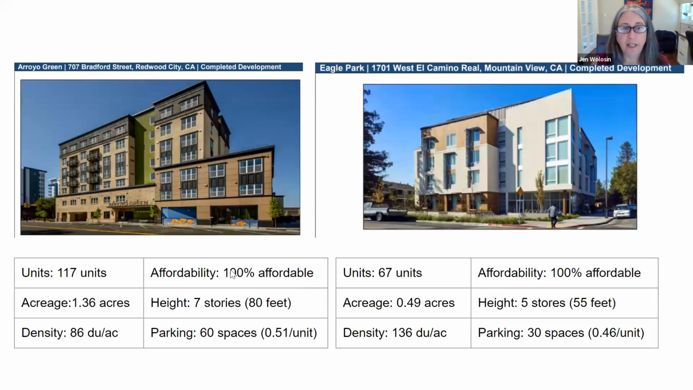So if you look here, if you were to just look at density, the one on the left in Redwood City is 86 units per acre. The one on the right is actually 136 units an acre. The one on the left is 7 stories tall, and the one on the right is 5 stories tall. And then they have a different amount of units and different parking requirements. So really it's the mix of all of these zoning standards that lead us to have a certain feel for any given building.